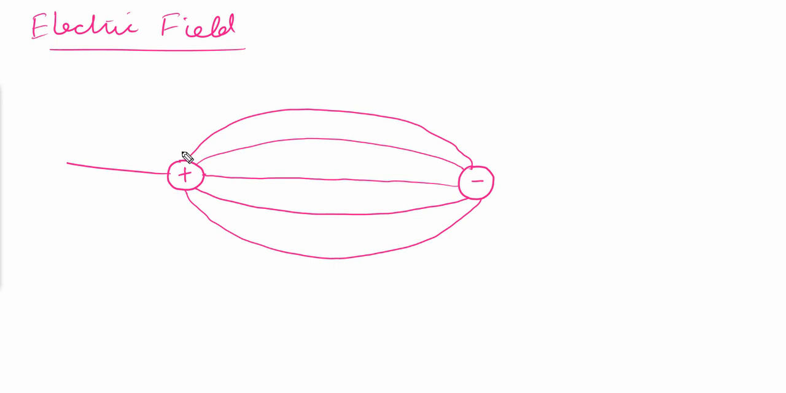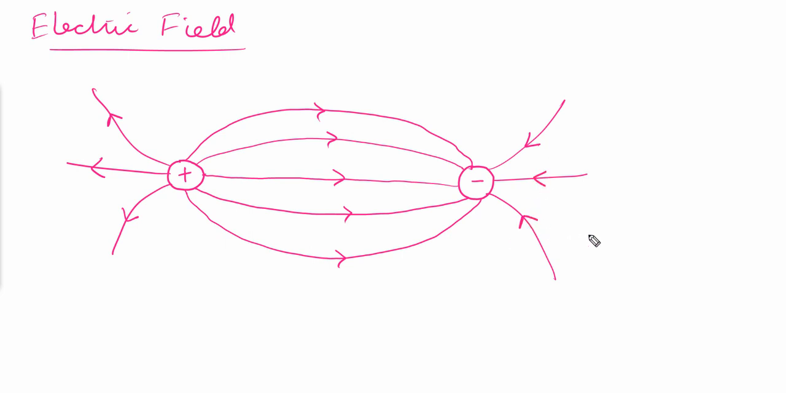And in this direction they're just going away from it, like this. Now let me draw the arrows. So they are going away from the positive charge and moving towards the negative charge. The arrows close to the negative charge will be towards it, and the arrows close to the positive charge will be away from it.